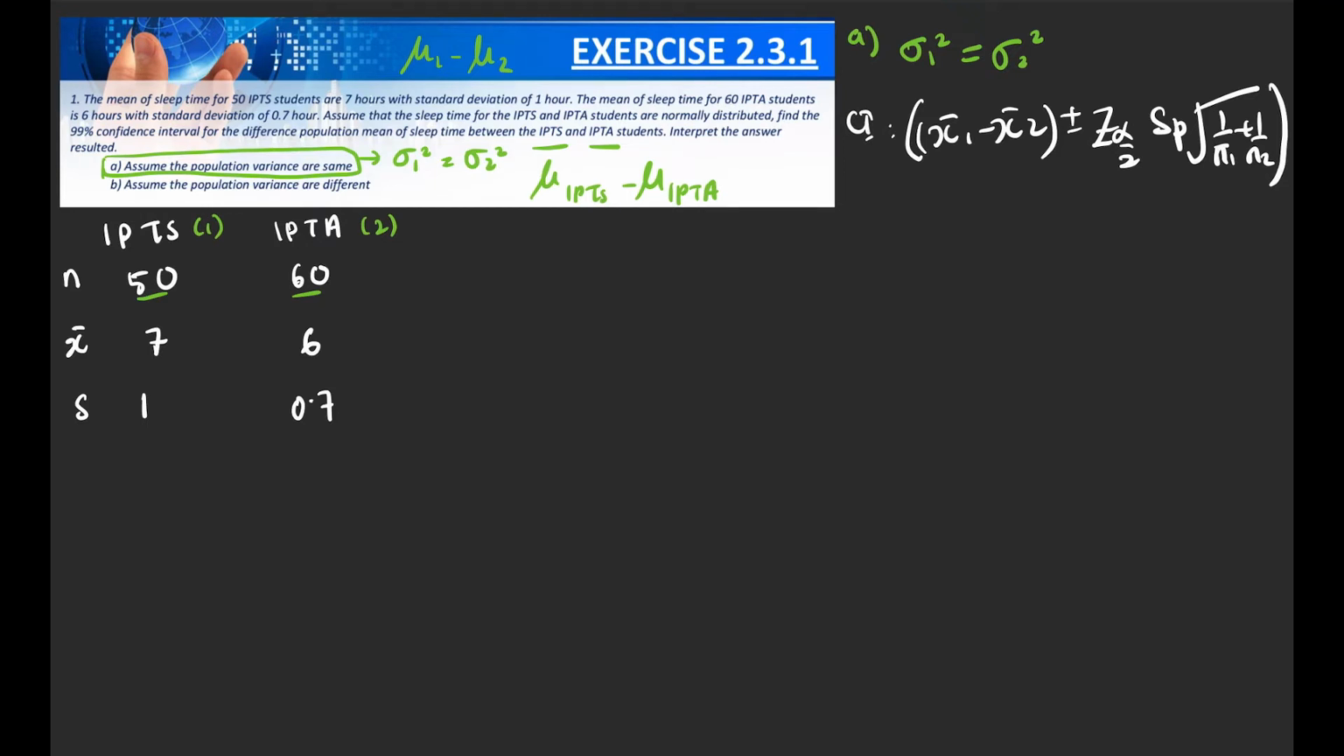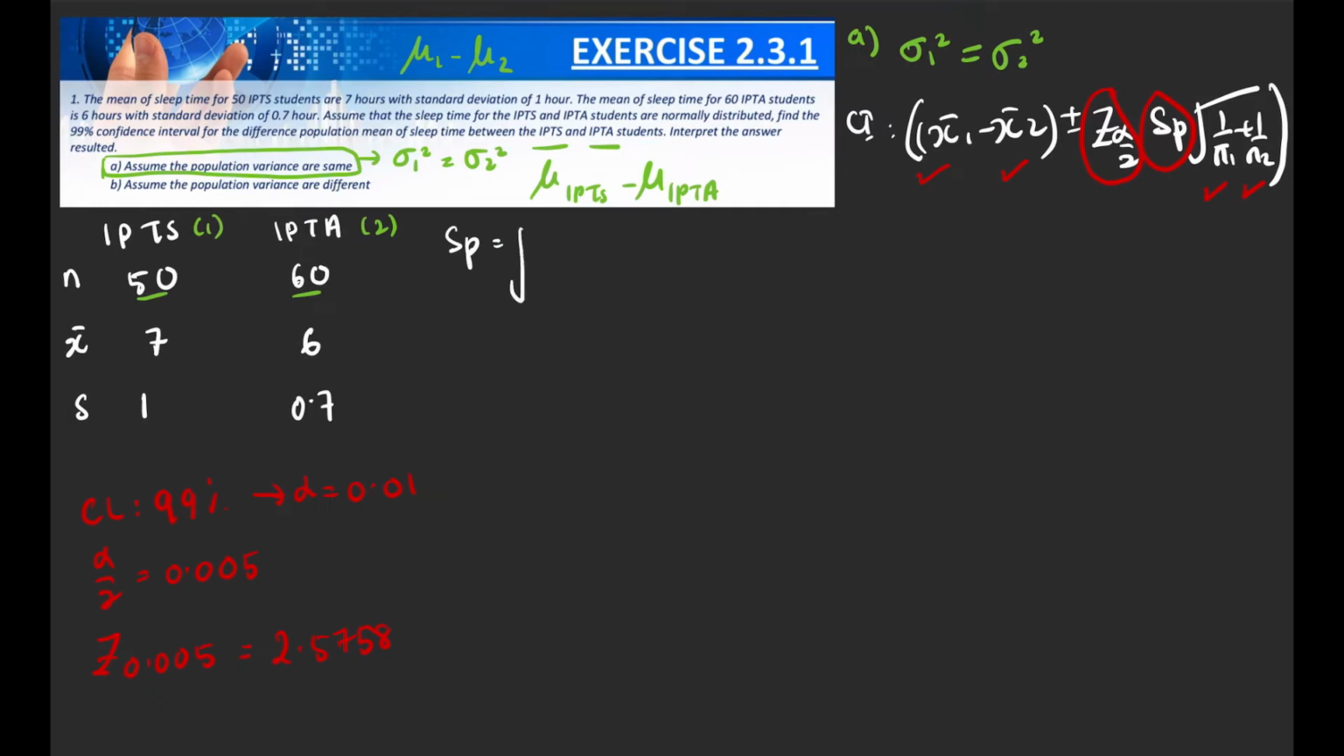You have the X bar 1, yes, 7. X bar 2 is 6. So you have the N1 50 and N2 is 60. Now Z alpha over 2 and SP you have to find. Okay, confidence level is 99%. So alpha is 0.01. Alright, so alpha over 2 is 0.005. Z 0.005 is equal to 2.5758.